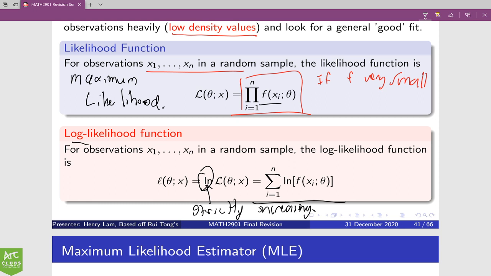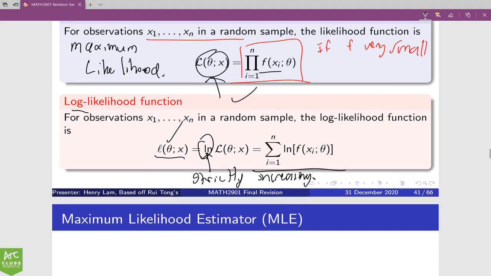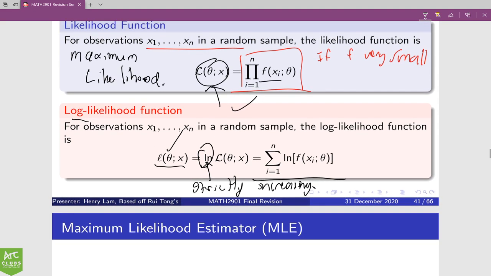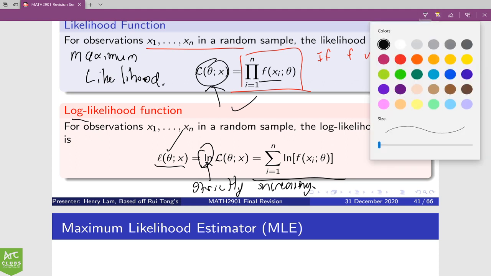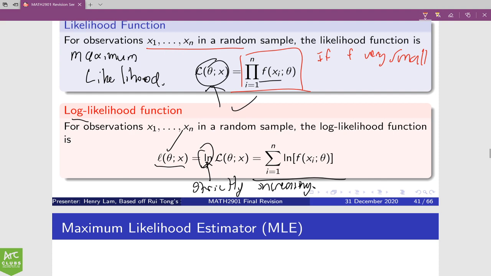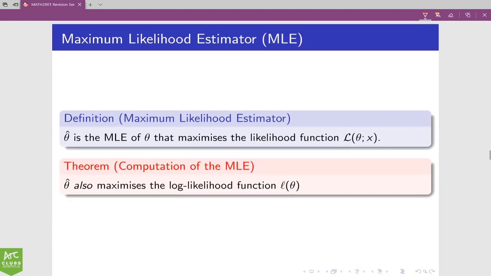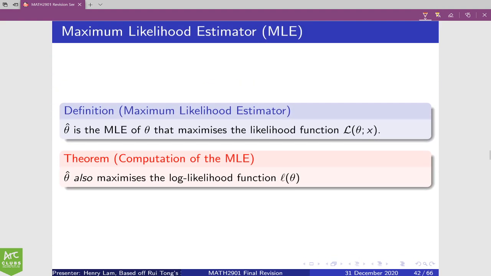Since the log is strictly increasing, if we maximize the log, we maximize the likelihood itself. They're one-to-one, so that's really good. So we can deal with differentiating a sum instead, and since differentiation is linear, that's a lot more straightforward.